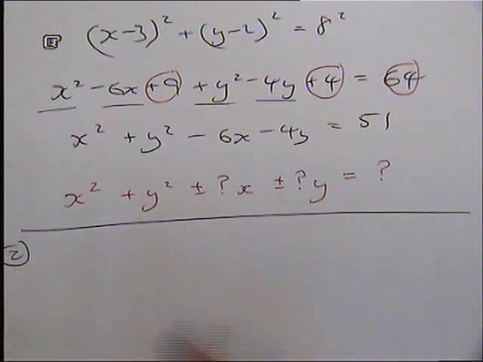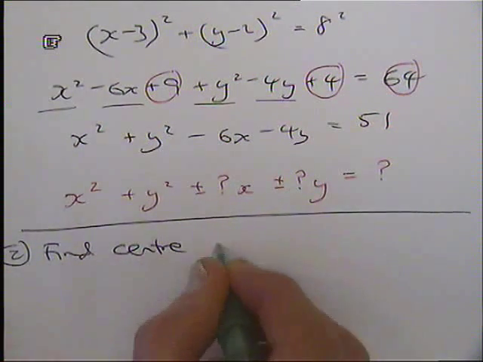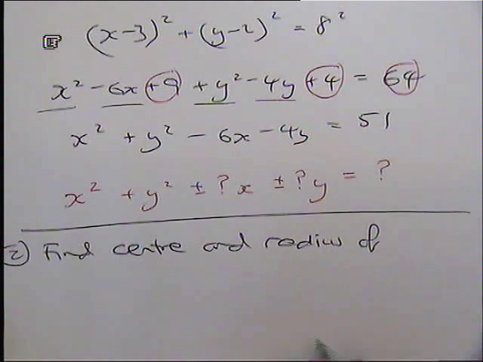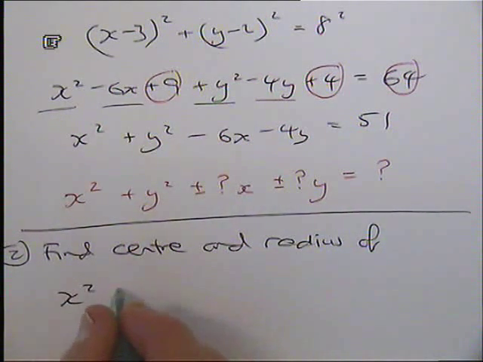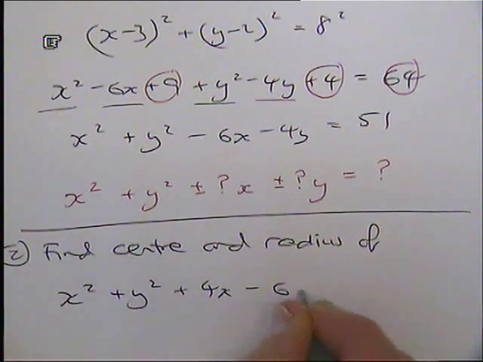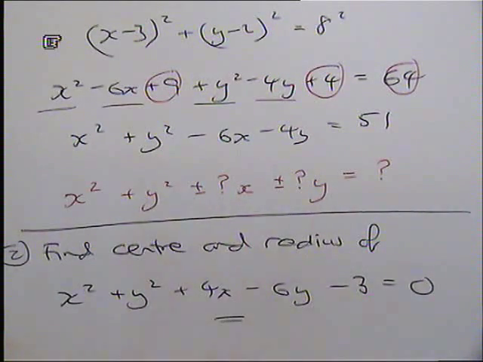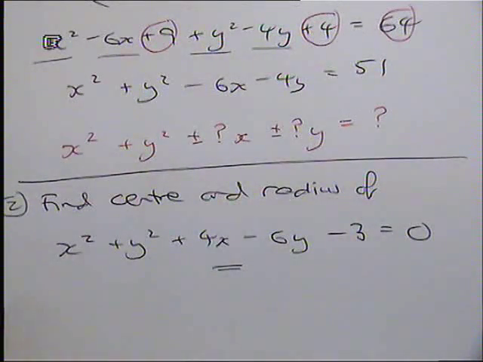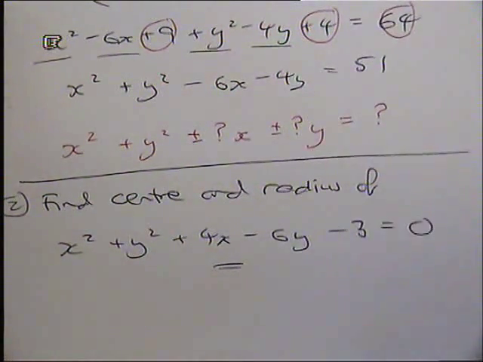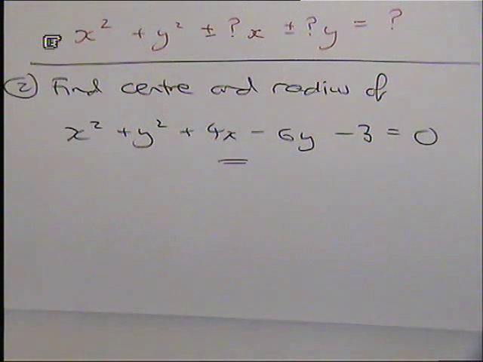So we're going to look at a second example now. We want to find the centre and the radius of this circle: x squared plus y squared plus 4x minus 6y minus 3 equals 0. There's our next question, because this one is not written in the bracketed form. Can I move it up to there? Is that okay? Okay.